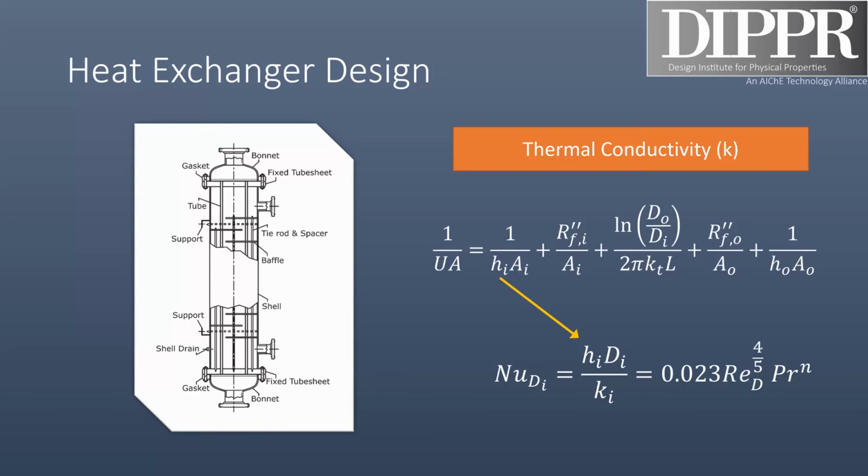Recall that the convective heat transfer coefficient is usually calculated from Nusselt number correlations like this one for flow through a cylindrical pipe. And it is directly proportional to the thermal conductivity of the compound.